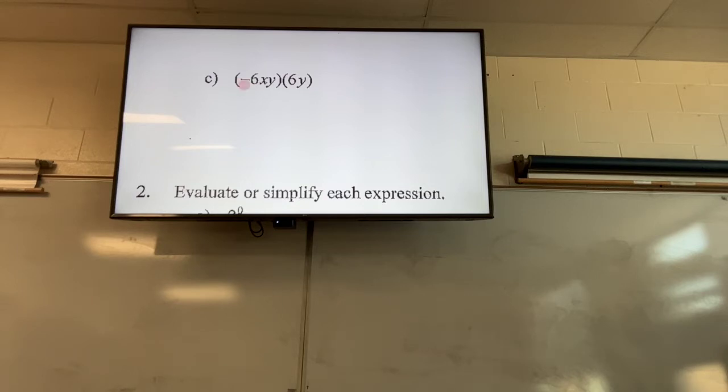So the way we do these is reorder it. Multiplication is commutative, so this is the same thing as -6 times positive 6 times x times y times y. See what I did there? -6 times 6 is -36, times x, and y times y is y to the 1 times y to the 1, so that's y to the 1 plus 1, y squared. Feeling okay about that?